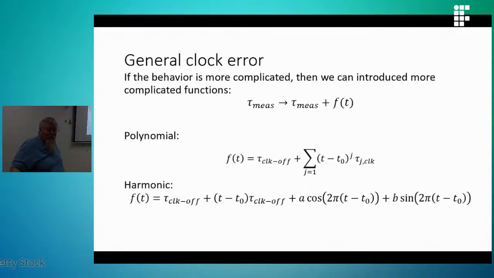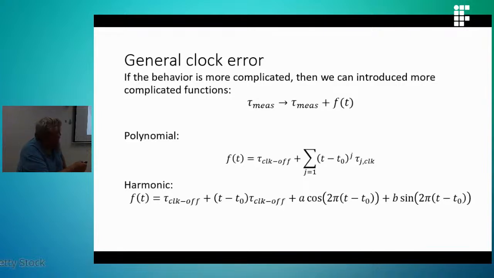So you may want to say, I'm going to have some more complicated function. And I just put that up here as f of t. So one thing here is I can say, I'm going to add in higher order terms. So I'm going to have a clock offset, plus a clock rate, plus an acceleration. So I have some sort of polynomial here. Or another thing I can do is I can have a clock offset and a clock rate, and then I can add in harmonic terms, like a times cosine of the time and b times sine of the time.